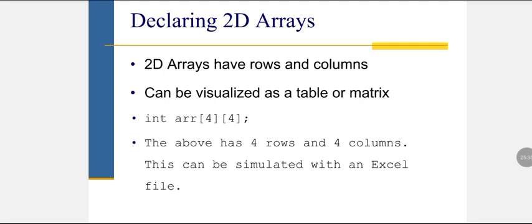You can see here, for example, we have our data type over there, then we have our array, then we have our index over there. But if you go down, the above has 4 rows, then we have 4 columns. So the first one has 4 rows, then the second one has 4 columns. So this can be simulated with an Excel file. So simple as that.